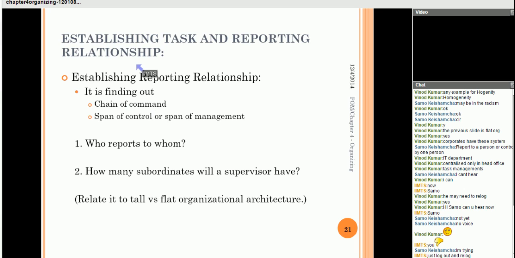So, it's like establishing reporting relationships. It is finding out the chain of command and the span of control or span of management. Like who reports to whom, how many subordinates will a supervisor have. So this is important to know.